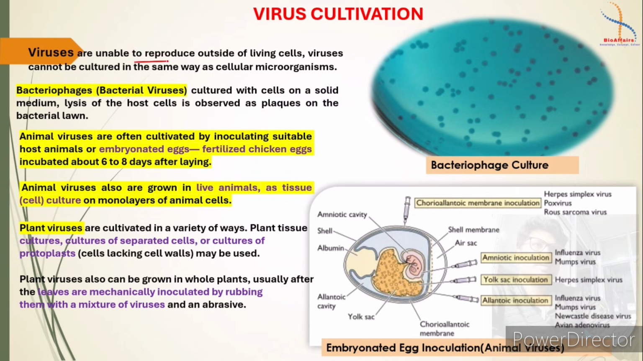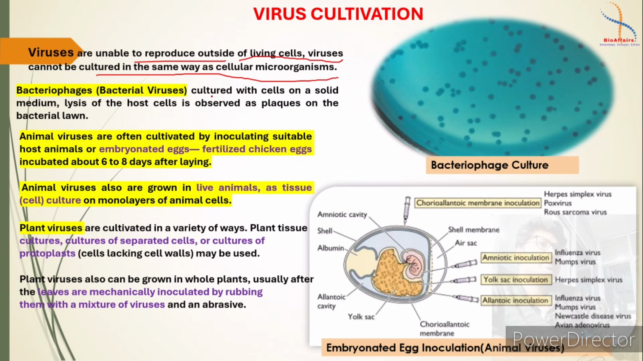They are obligate parasites, cannot be cultured in the same way as cellular microorganisms like bacteria. They have to have a particular host cell to grow. You cannot cultivate them outside the host cell, like bacteria. So bacteriophages are bacterial viruses; the viruses are animal viruses, plant viruses, bacterial viruses. A bacteriophage is a bacterial virus because they only infect bacteria. Now they are cultured with cells on a solid medium and lysis of the host cell occurs.